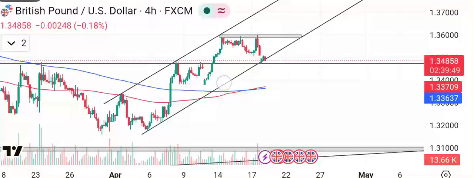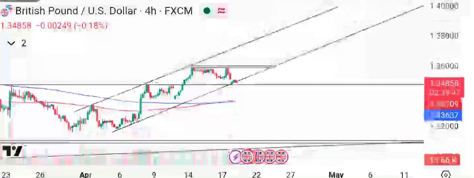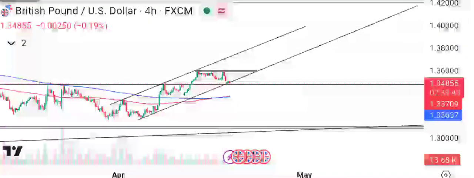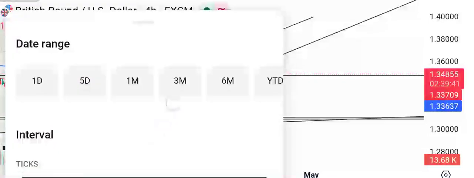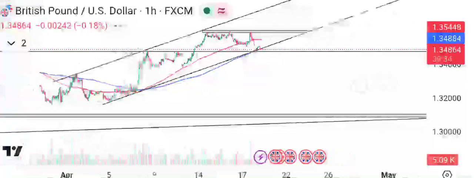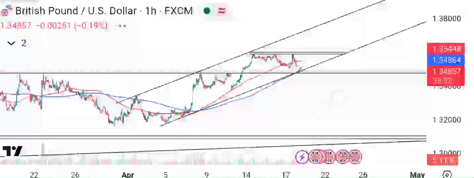channel support. Yes, this trend line here is the channel support. This trend line here. We had a touch here. Let me go down to the 1 hour time frame so we can get a broader view. Okay, still dealing with the channel now. Okay, this is the channel.